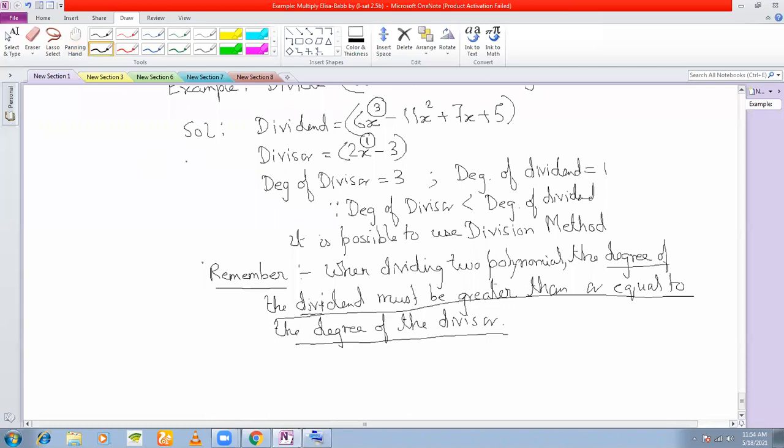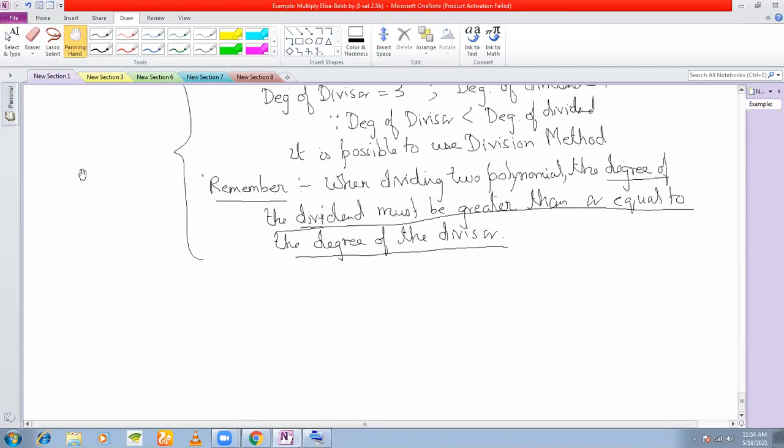After this, I will not be carrying out all these steps. Okay, so just take note of these steps. So now let us carry out the division.